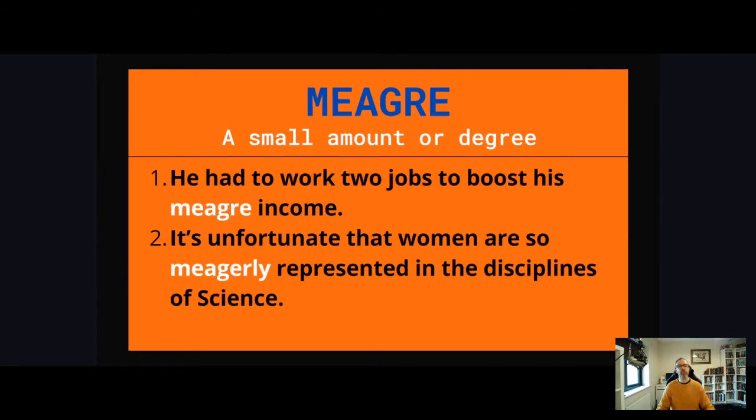So example 1, he had to work 2 jobs to boost his meager income. Example 2, it's unfortunate that women are so meagerly represented in the disciplines of science.